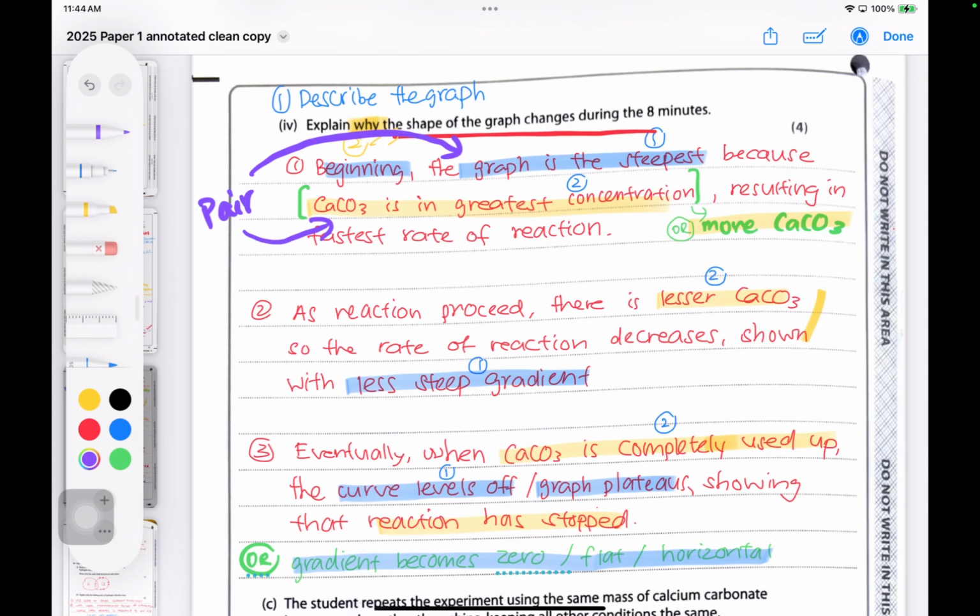This is 1 pair of marks, so this is worth 2 marks. Okay, then for the second answer, you can say that the gradient is less steep because there is less calcium carbonate. That's also another 2 marks here.